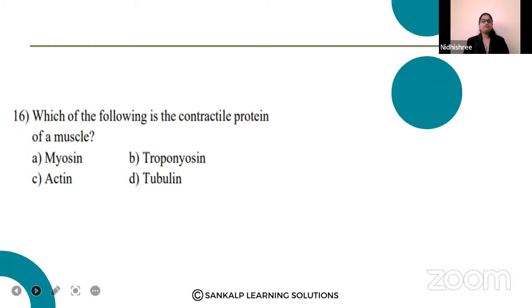The next question. Which of the following is the contractile protein of a muscle? Option A, myosin. Option B, tropomyosin. Option C, actin. Option D, tubulin. No, it is not 5-star. Okay, fine. Kanchanaraj option A, Amruta, Saumya, Pallavi, Lohit, Shilpa Nayak, Parvati, Hemashri. Most of you voted for option A. Very good. Option A, that is myosin, is the right answer.